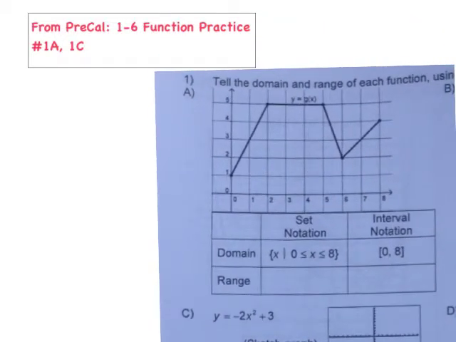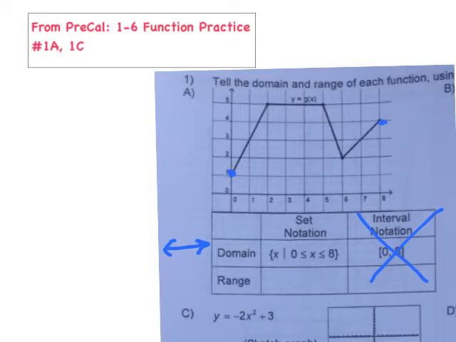And notice that number 1A already has the domain done for us. The domain is everything on the x-axis. Easy enough. So we're going to look from left to right. What's going on with our domain? Well, the set of x such that 0, which is right here, is less than or equal to, and notice that dot's filled in, x, which is less than or equal to 8, which is over here. So I'm only looking left to right. We're not covering interval notation at this time.